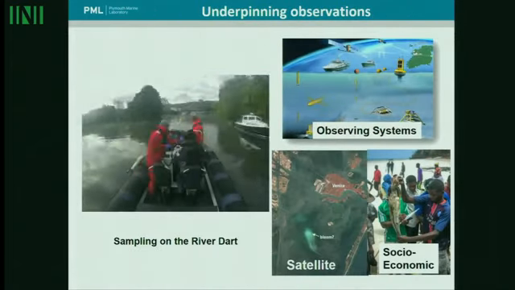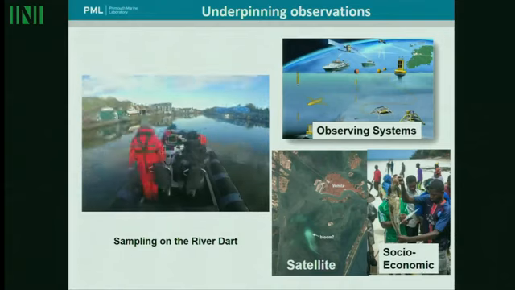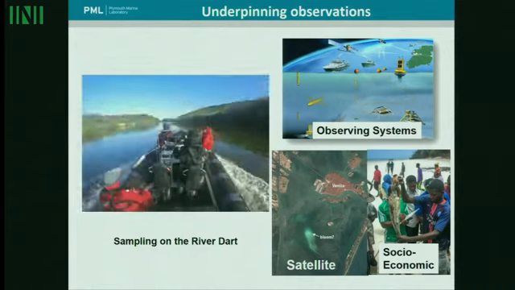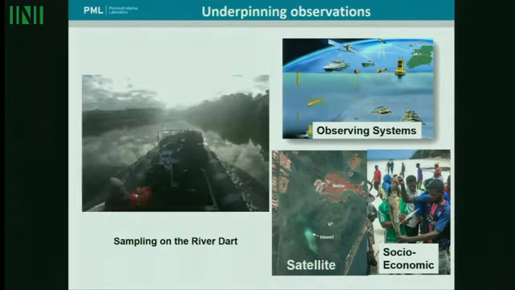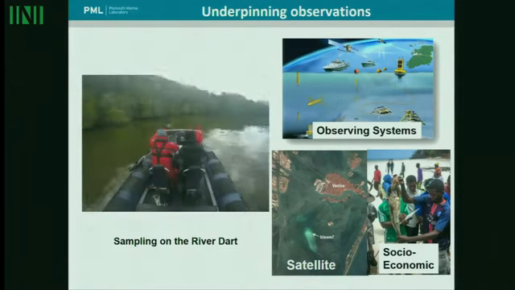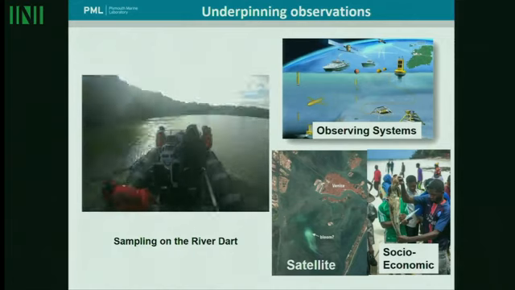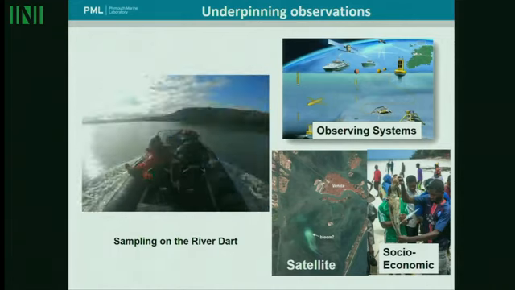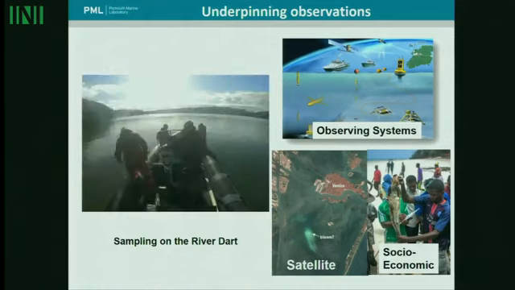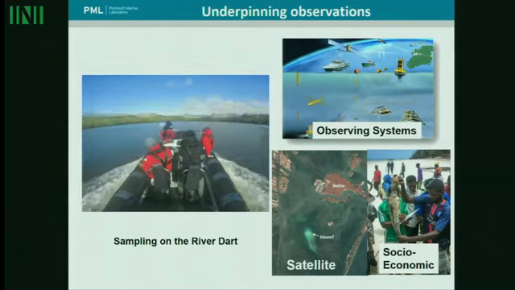I put this up partly just for the gratuitous animation and the pretty pictures of the Dart, but the models are frankly, unless you've got the observations, you're never going to get very far with modelling, whether you're trying to validate them by fitting them to the observations, or verify them by demonstrating that they reproduce the observed processes. So observing systems, satellite oceanography and collection of socioeconomic data are all vital to this. And it's also a lot of fun playing on a RIB in the river.